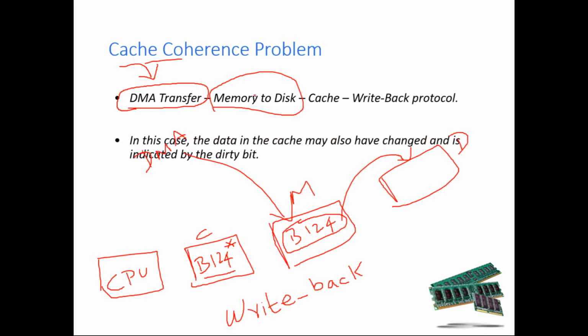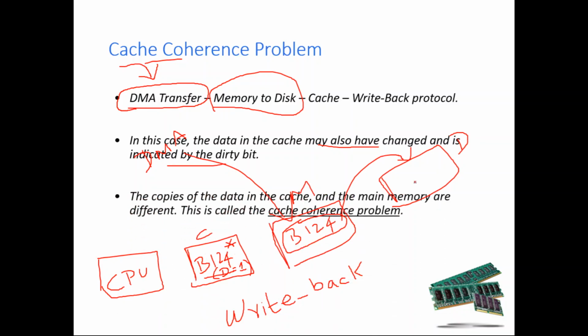In this case, the data in the cache may have changed, and that is indicated by the dirty bit, or modified bit, which we discussed in the last lecture. Say it is modified and its dirty bit is set. Now the DMA wants to transfer this memory content to the disk. So the copies of the data in the cache and the main memory are different. This is called the cache coherence problem.